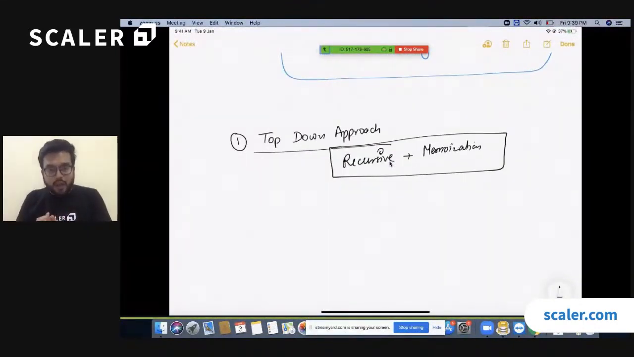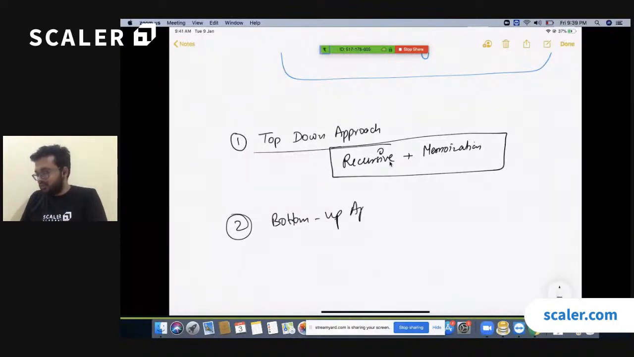Why do we call it top down? That you actually start solving your problem from the answer that you want. That top problem gets divided into smaller problems, and this keeps on happening. So you move from the top to the down. This is one way of solving DP problems. The second approach of solving DP problems is bottom up.